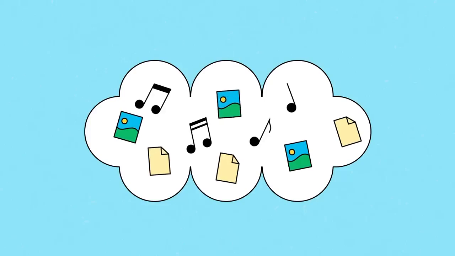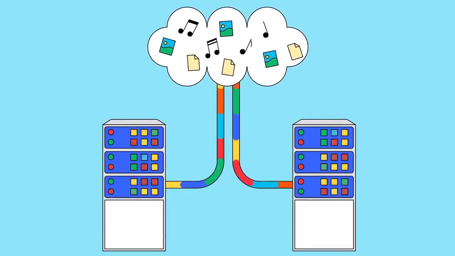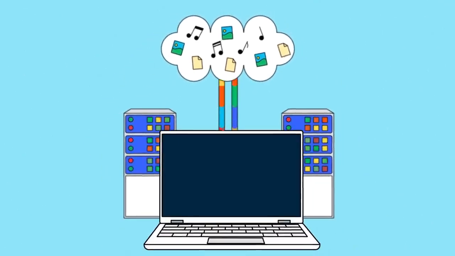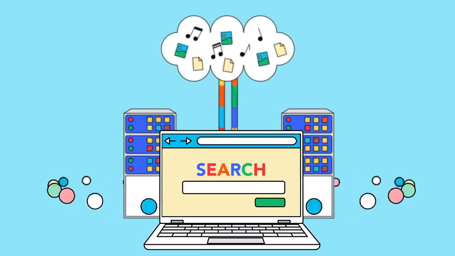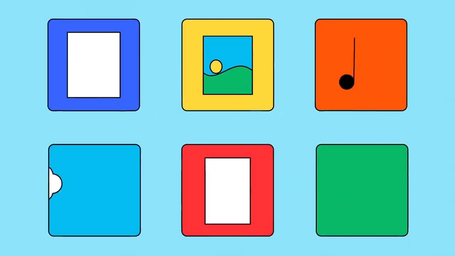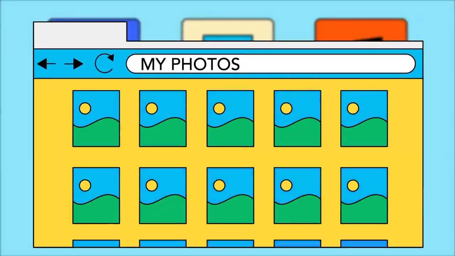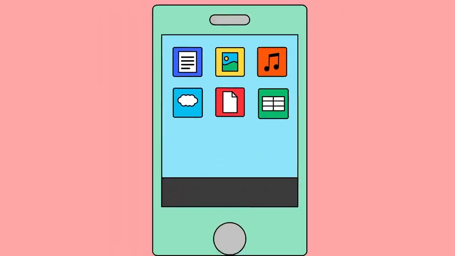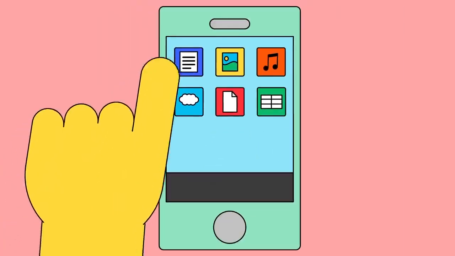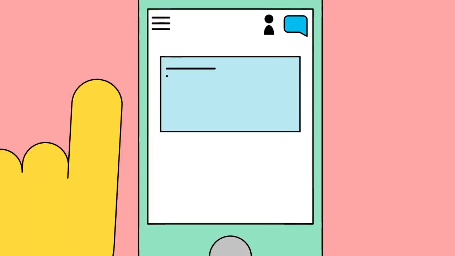When something is stored in the cloud, that means it's saved on internet servers instead of on your computer. It's like having an extra hard drive you can access anytime you're connected to the internet. You can access your files anywhere by using cloud-based apps. Some run inside your computer's web browser. These are called web apps. And some of them can also be installed on your mobile device. For instance, Google Docs is a cloud-based app that you may already use.